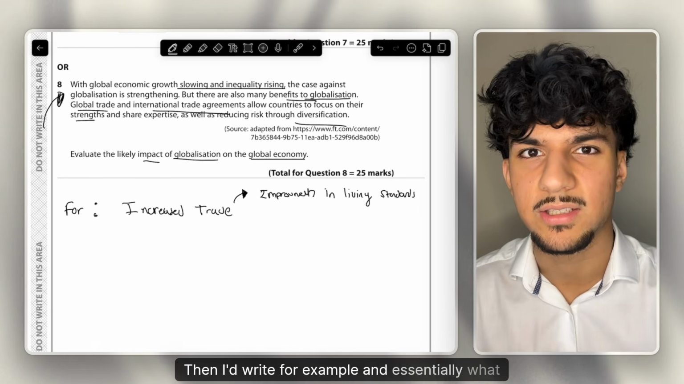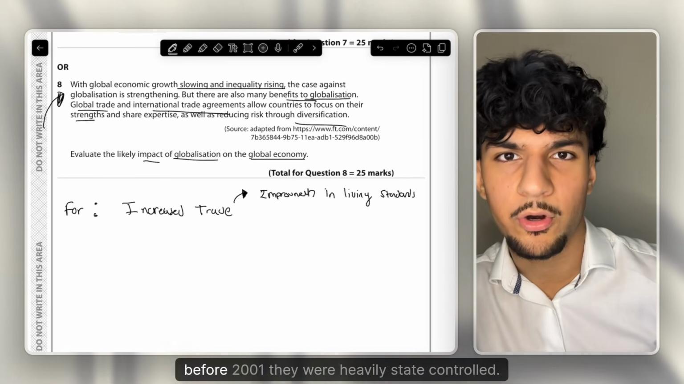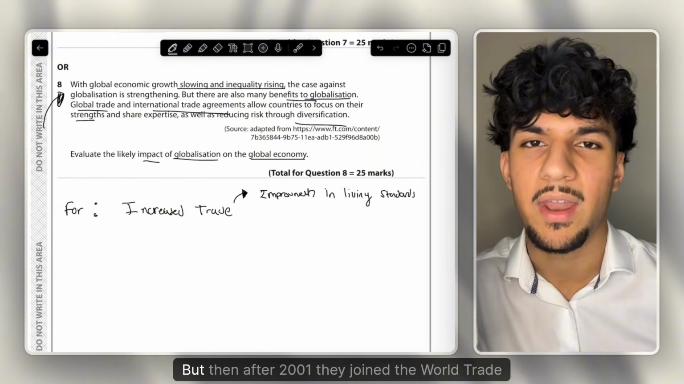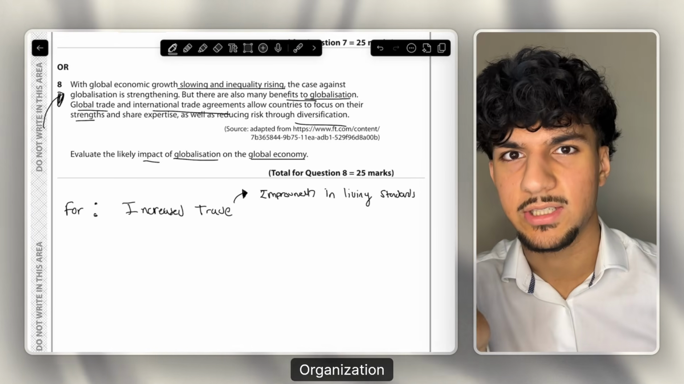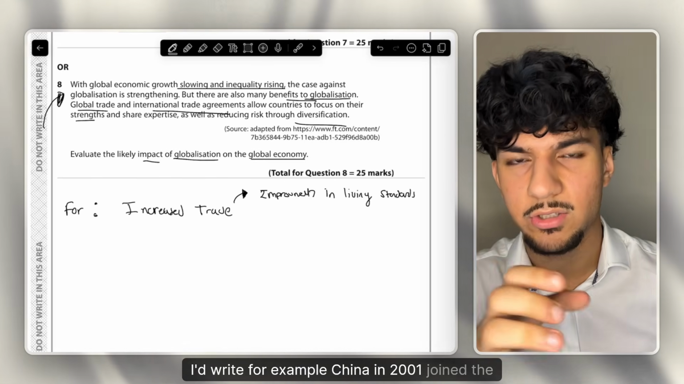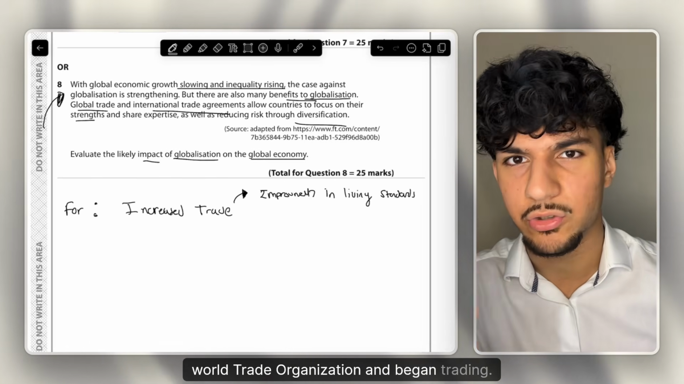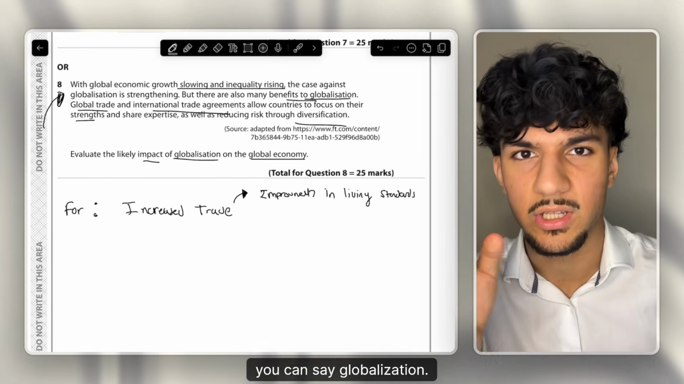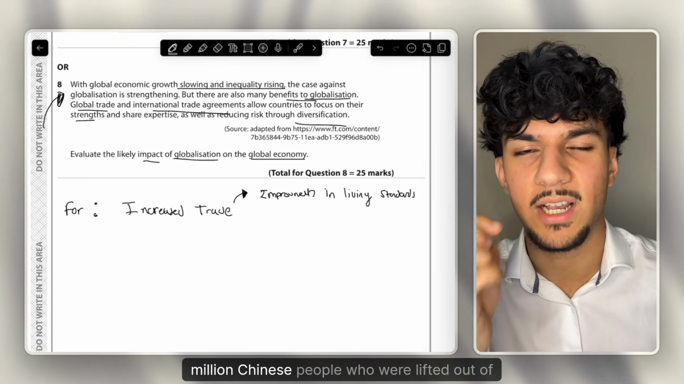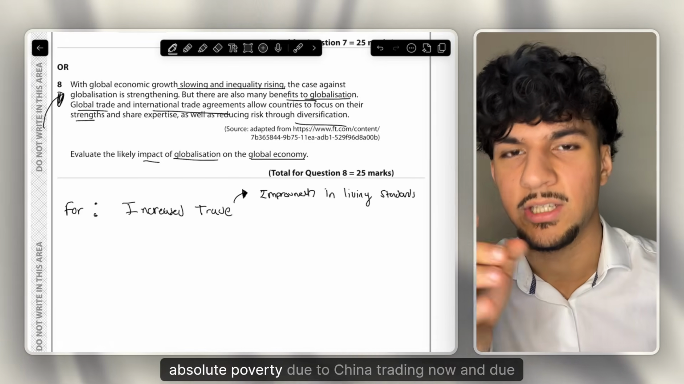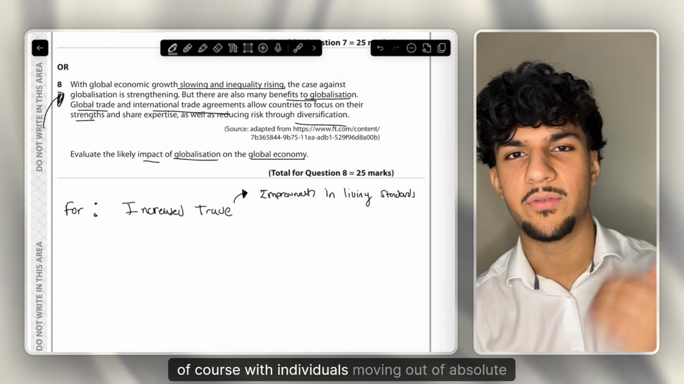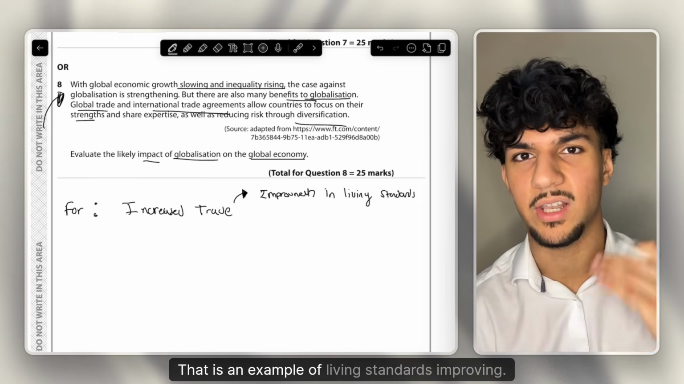I'd write, for example, and essentially what I would say is China, before 2001, they were heavily state-controlled. They were essentially a closed economy. They didn't used to trade with anyone. But then after 2001, they joined the World Trade Organization and, of course, began trading. And the way I'd write it: China in 2001 joined the World Trade Organization and began trading. It caused trade creation, you can say globalization, and it is estimated this lifted over 800 million Chinese people out of absolute poverty due to China trading and embracing globalization. And of course, with individuals moving out of absolute poverty, that is an example of living standards improving.